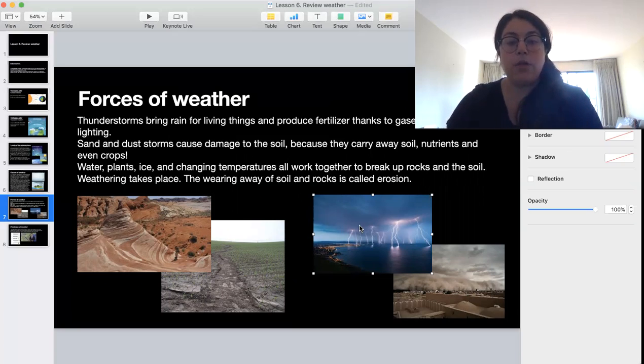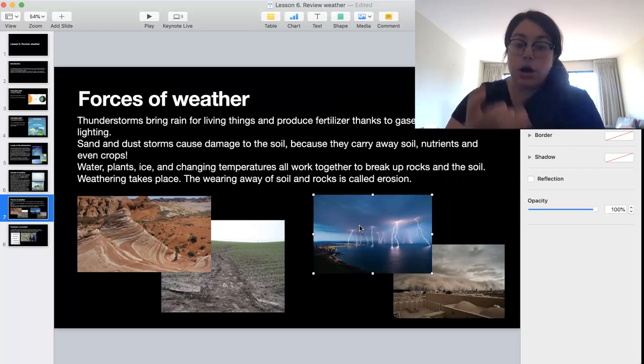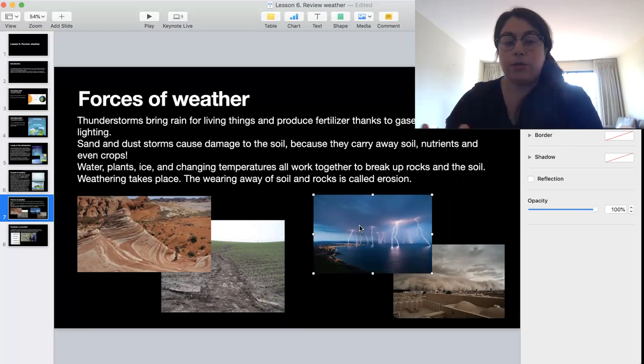And then you have other forces of weather like wind and water, and also ice and changing temperature, meaning when it's hot or cold. All of that helps break up rocks and the soil. And weathering takes place. Weathering means that things start to get old, se desgastan. And then when the soil is worn away, it's called erosion.